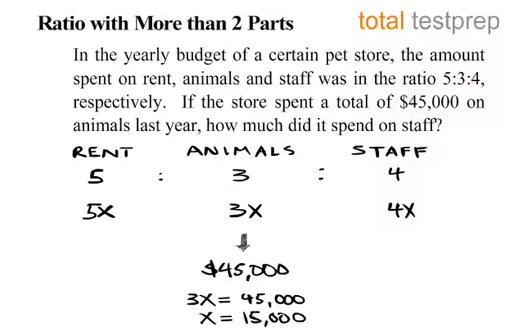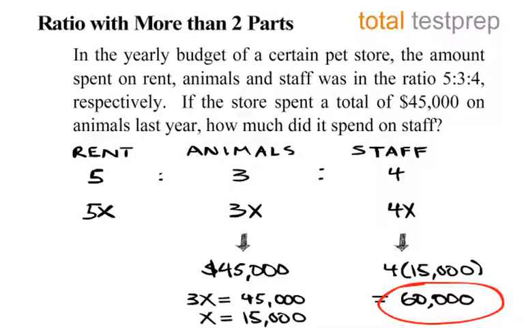Well, we're asked how much the store spent on staff. We know that the staff is 4x, and since x is 15,000, the amount spent on staff was 4 times 15,000, or 60,000. Therefore, a total of $60,000 was spent on staff last year.